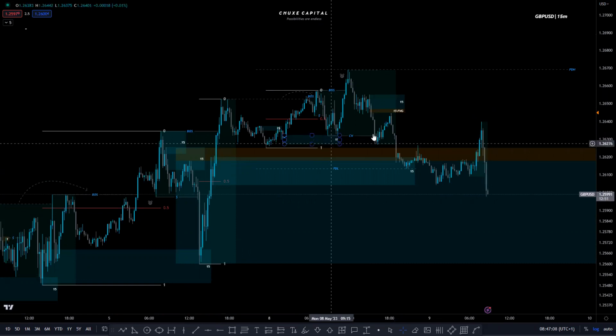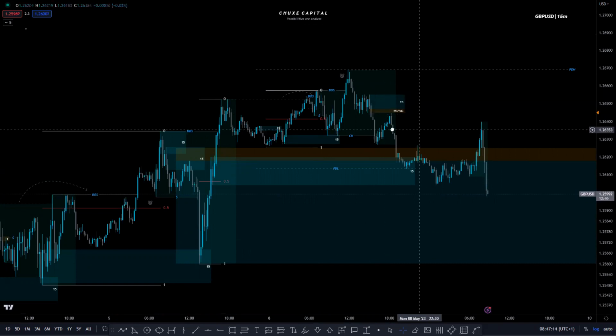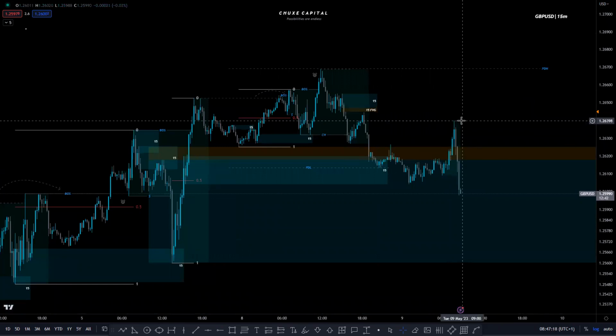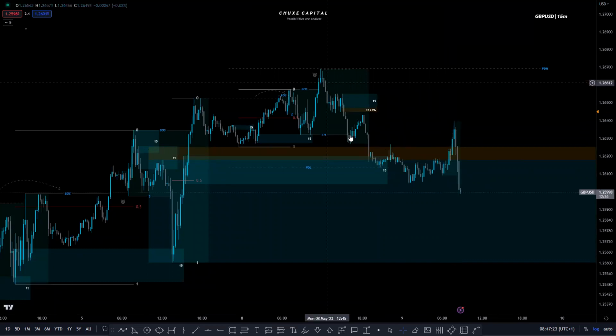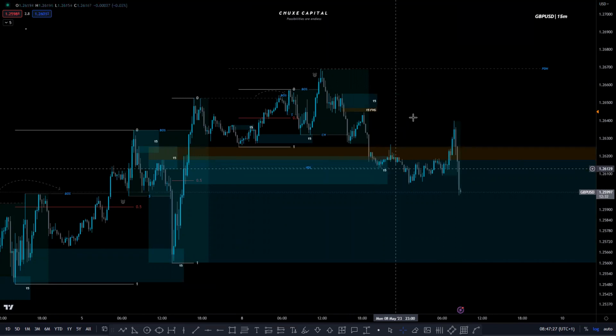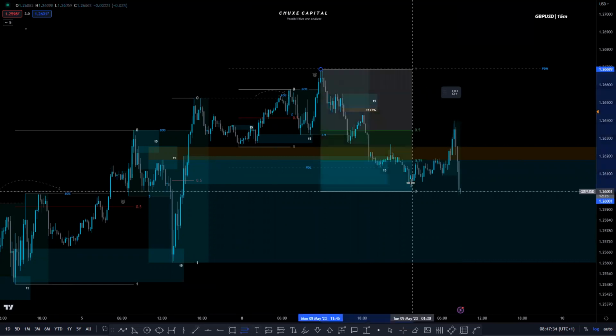Took out this. Okay. Now I took sales here yesterday. Now I was supposed to enter here, I think, but I missed this entry. This should have been a sweet entry for me because what we have here is price has done this. Okay, so this is inducement. So this is our 50. This is a trade I missed. This is a 15 minutes.